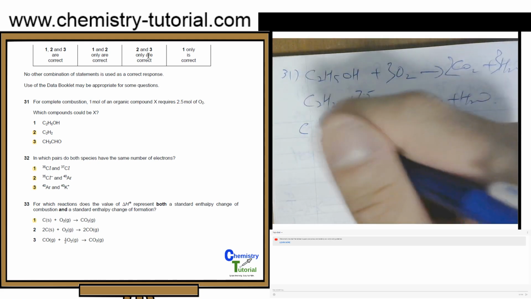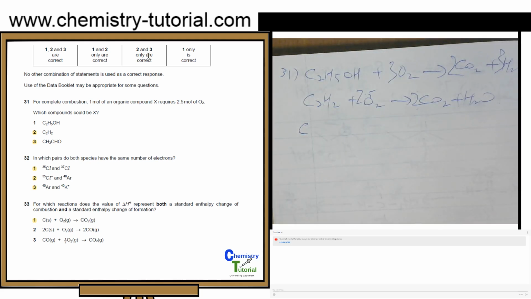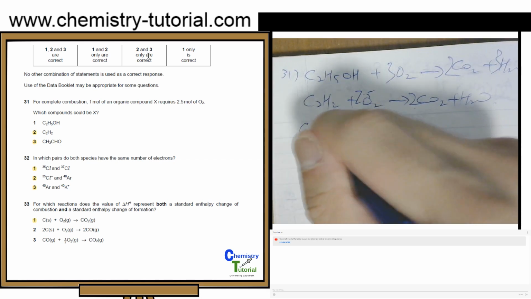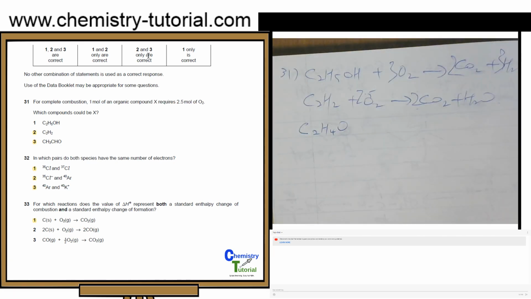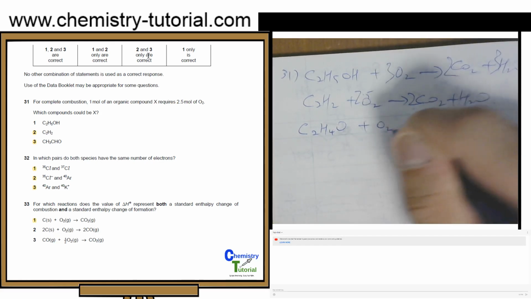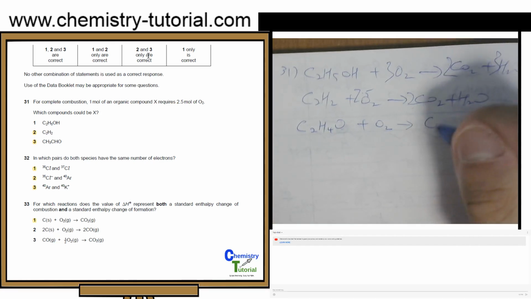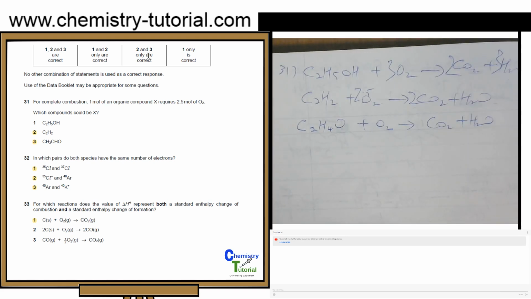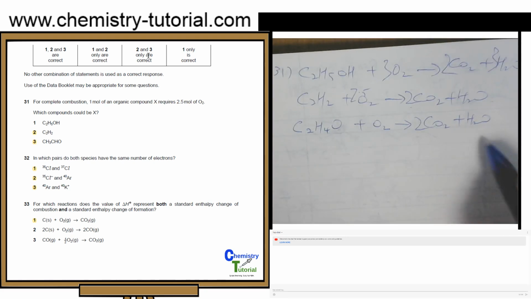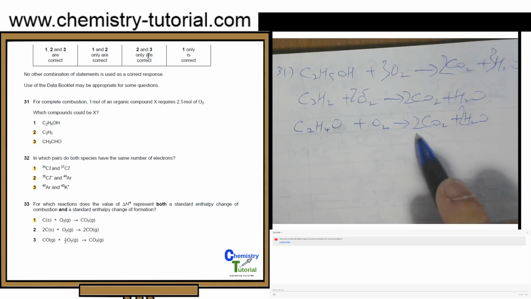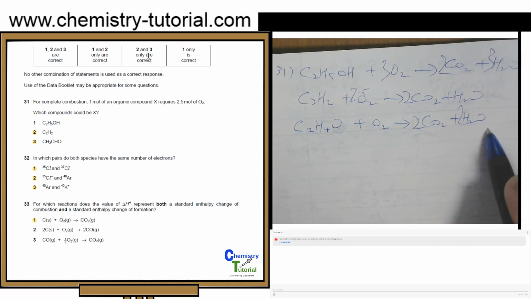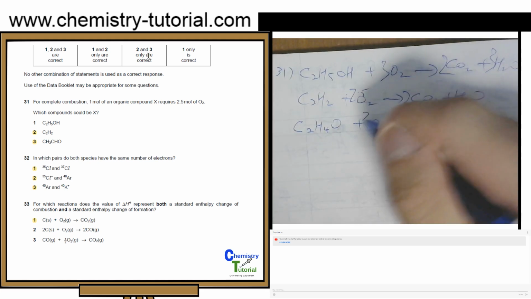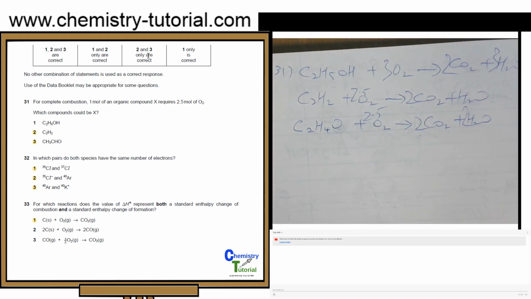Option 3, you can just put a CH3CHO, but sometimes it may be easier to just put it as C2H4O. All right, then plus O2 to give you your CO2 plus H2O. How many carbon you have? 2. How many H you have? 4. So you put a 2 here. So 2 times 2, 4. 4 plus 2, 6. 6 minus 1, 5. So this is also 2.5 O2. So therefore, 2 and 3 are correct.